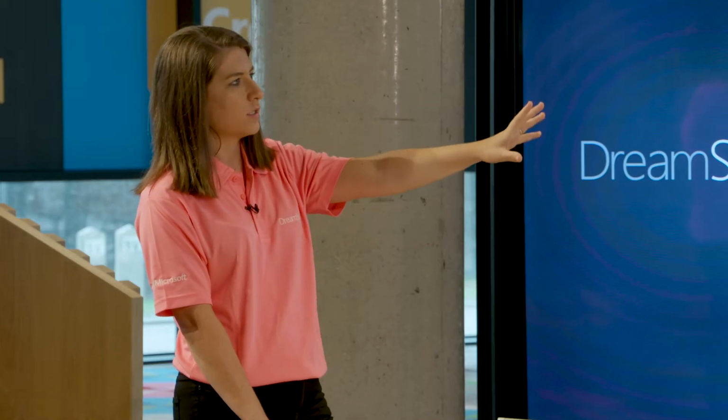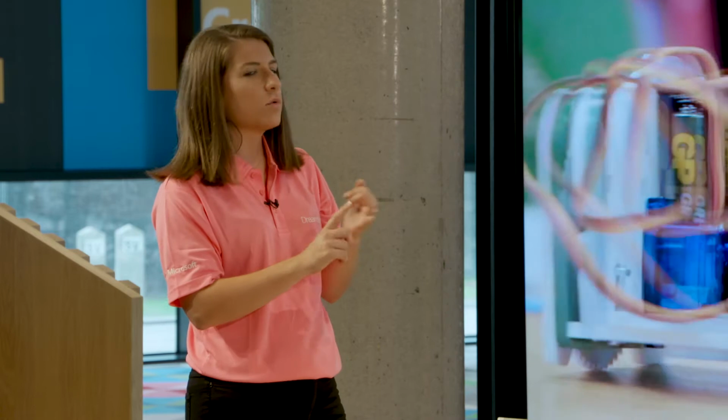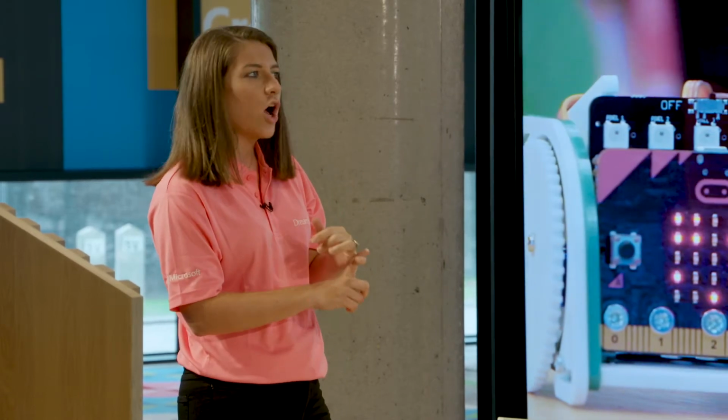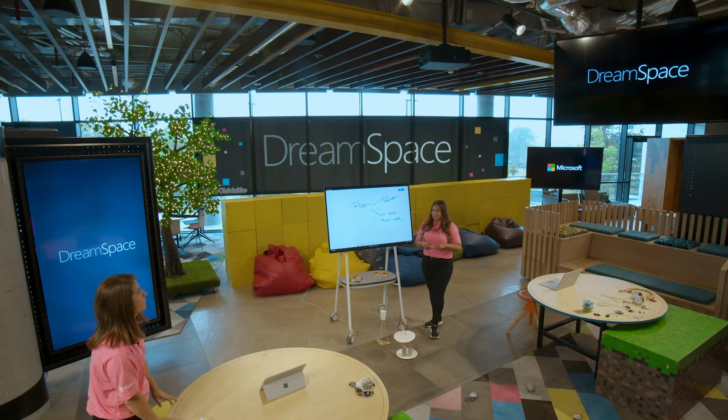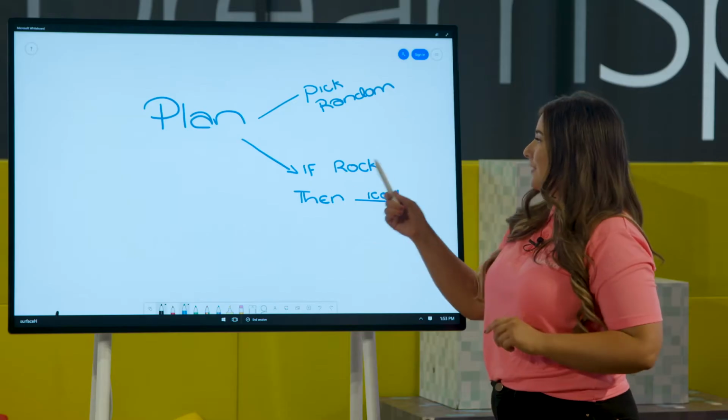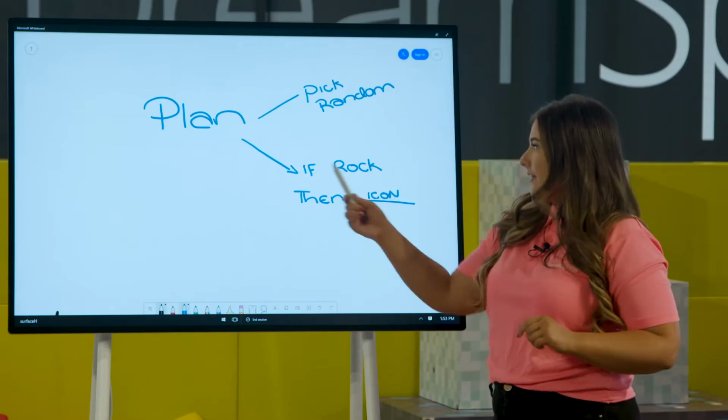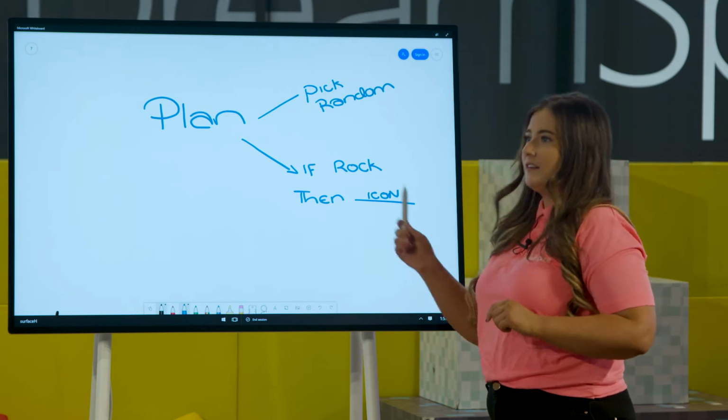However, I have a point. Go on. I think if we're telling it what to do on rock, we also need to tell the computer what to do for the other options. Yes. Because remember, it can't think for itself, this microbit. It needs to be told exactly what to do. Yeah, it doesn't have AI in it. So we're going to say if rock, then icon, if paper, then icon, if scissors, then icon.